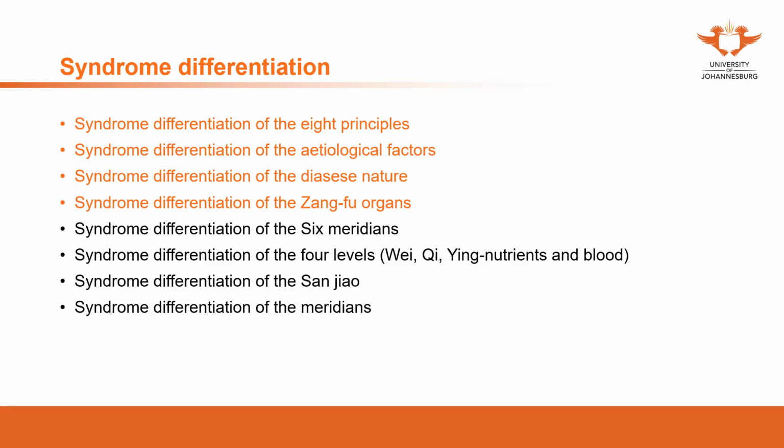The reason is these three differentiation methods are more linked to exogenous factors. Mostly when we use these three differentiation methods, we treat the disease with herbal medicine instead of acupuncture. In acupuncture, we don't use that much of these three differentiation methods. If you need a brief or simple six meridian differentiation method, you can find it in the differentiation method of the meridians, which is the one we're going to study in the second year.